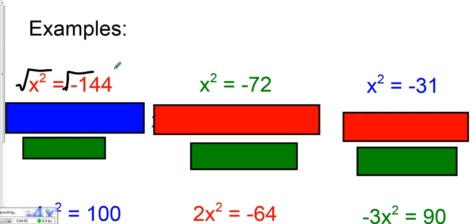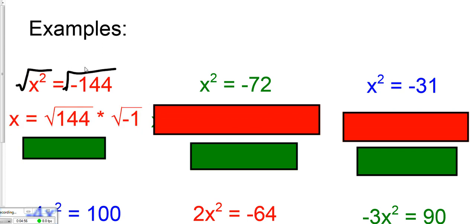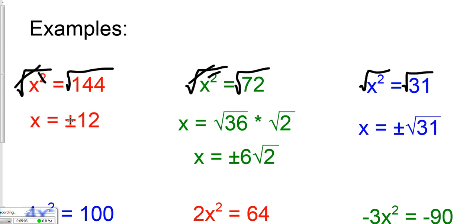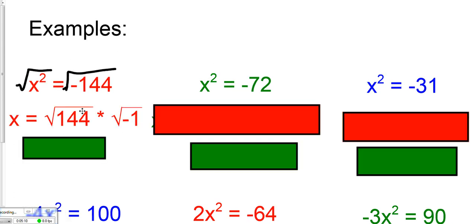So it looks something like this. Squared and square root cancel each other out. So we have the square root of negative 144, which splits into square root of 144 times the square root of negative 1. Remember, square root of 144, we found out over here, was positive and negative 12. Square root of negative 1 we just called i, so positive and negative 12i.